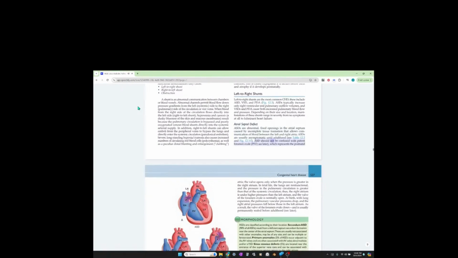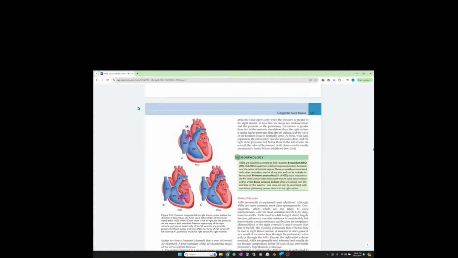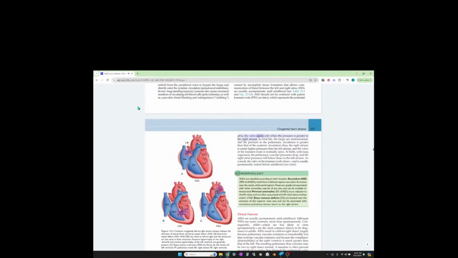ASD should not be confused with patent foramen ovale, which represents the postnatal state. The valve opens only when the pressure is greater in the right atrium.